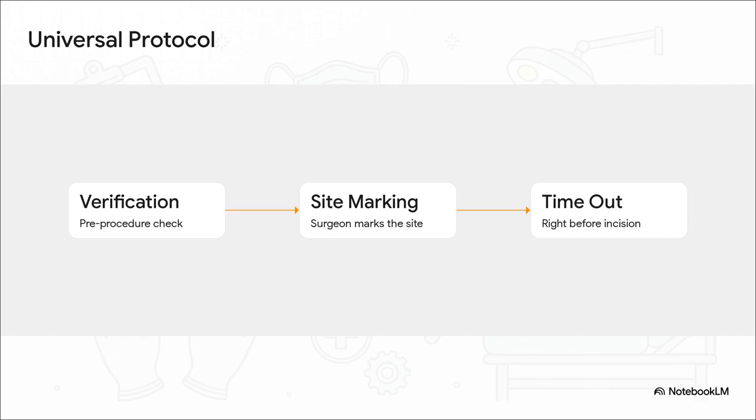Step 1 is the pre-procedure verification, out in the holding area, verifying we have the right patient, right procedure, and right site. Step 2 is the surgical site marking. And Step 3 is the timeout, which happens inside the OR immediately before the first incision, with all team members fully present and actively participating.